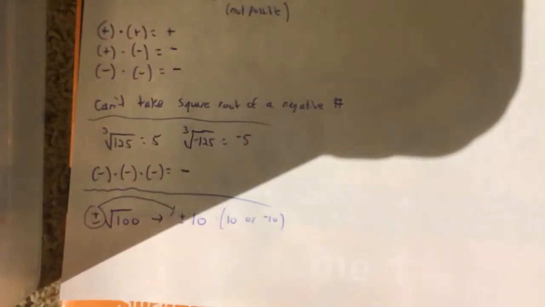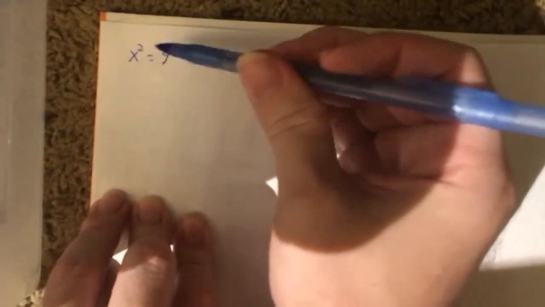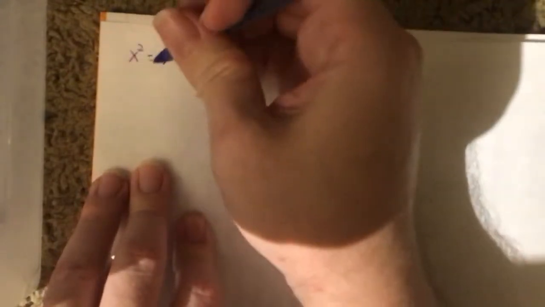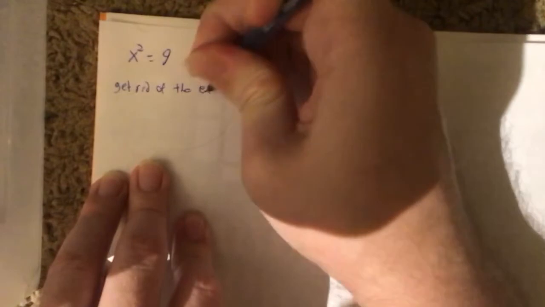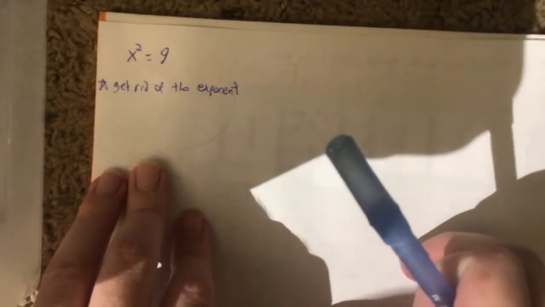So now we're going to get into the actual solving of the equations using this idea. Continuing, let's say I had x squared equals 9, and I wanted to solve for x. Again, our goal is to get x by itself. In this case, x is isolated. We just have to do one final step to solve. When you solve and there's a root with your number, you have to get rid of the exponent.